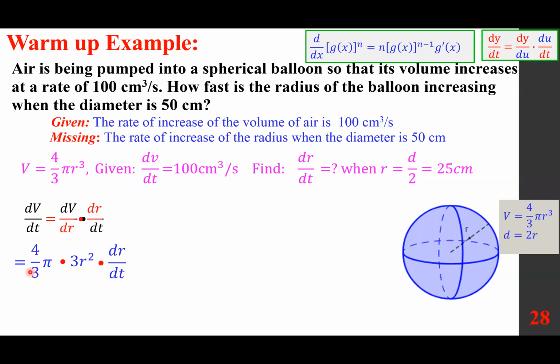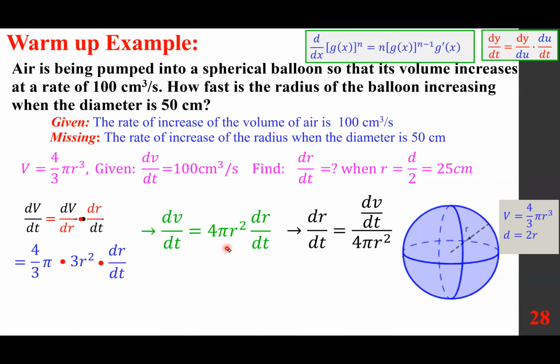We can simplify: the 3 cancels out the 3. We end up with 4 pi r squared dr/dt. We can plug in and come up with dr/dt. Or better yet, if we divide by 4 pi r squared, now we are practically ready to plug in. So dV/dt is 100 cubic centimeters per second. You can put the units also. 4 pi times r, which is 25, squared.